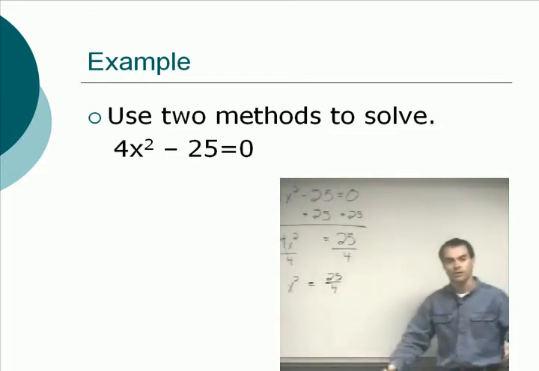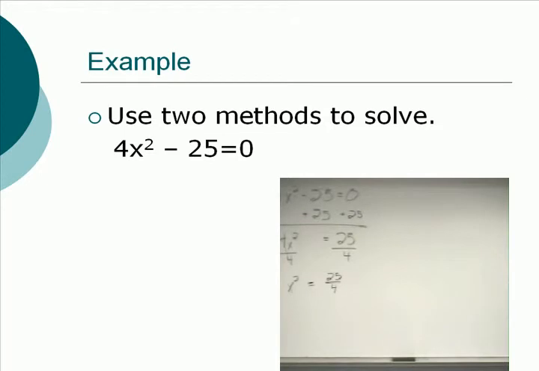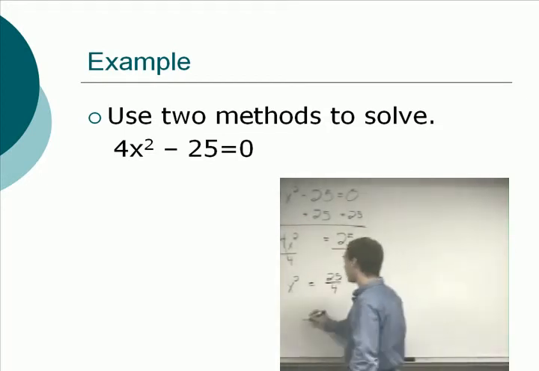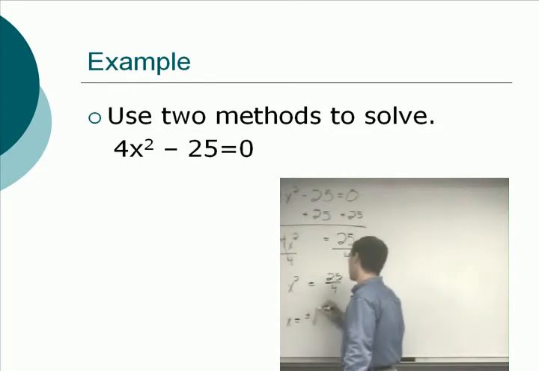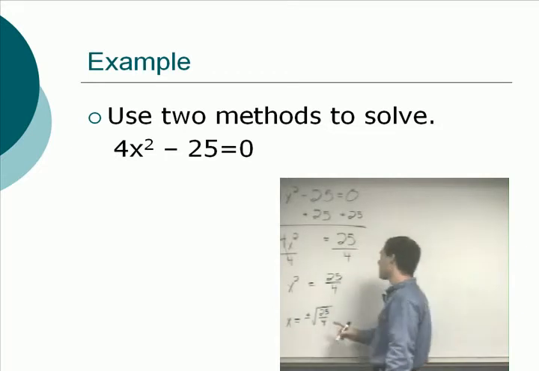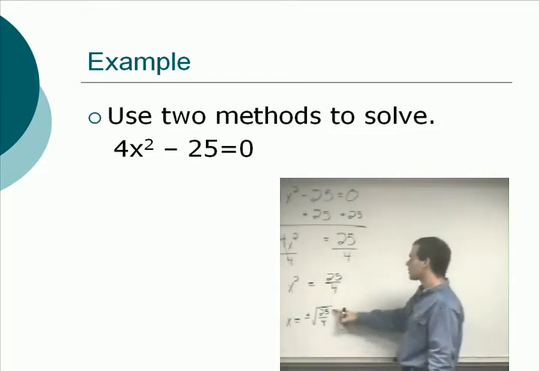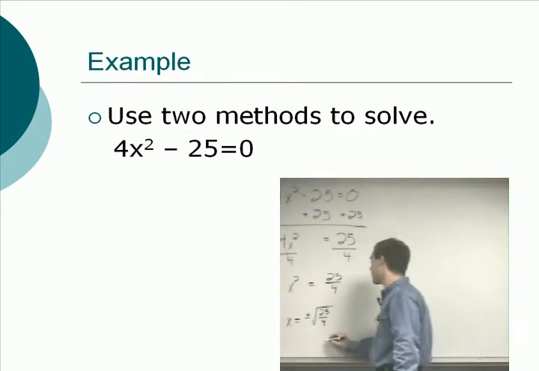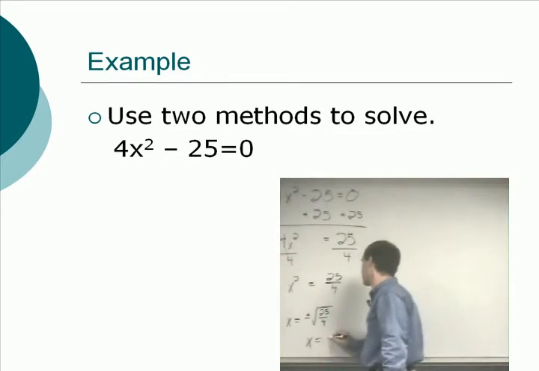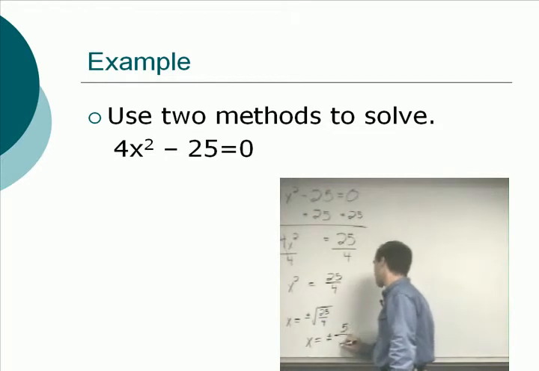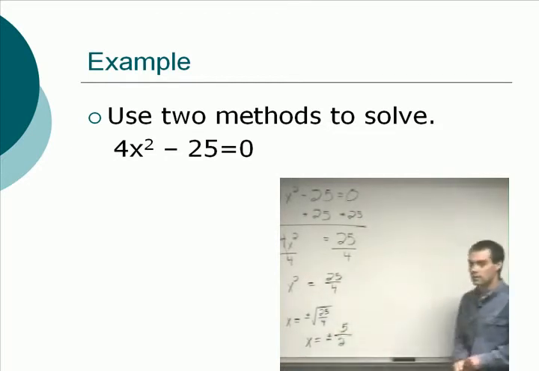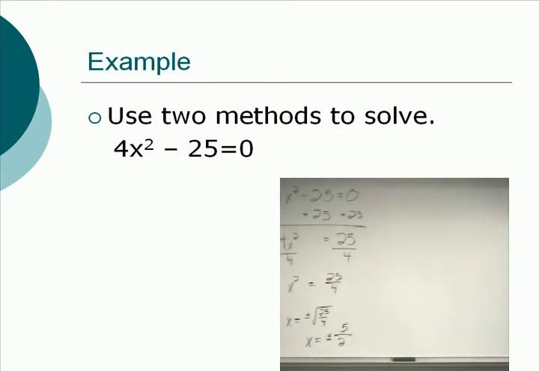Now you're almost done. The last thing you've got to do is take the square root of both sides. Now remember, we're applying the square root, so it could be plus or negative. So x is equal to plus or minus the square root of 25 over 4. But the square root of 25 over 4 is the square root of 25 over the square root of 4. And we can say that x has got to be equal to plus or minus 5 over 2. There's our two solutions. Okay, we solved it. We used the square root property.